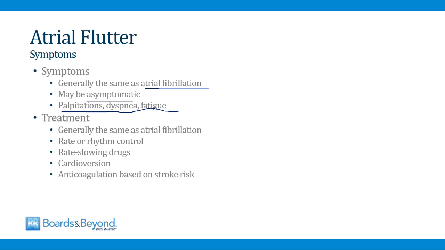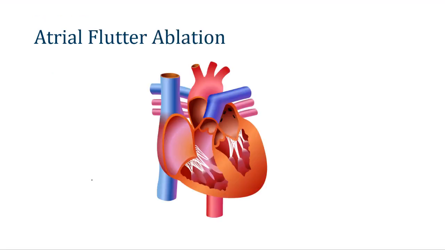The treatment is also generally the same as the treatment for atrial fibrillation. You can adopt a rate or rhythm control strategy. The same rate-slowing drugs used for atrial fibrillation work for atrial flutter. The same methods of cardioversion used for atrial fibrillation work for atrial flutter. And you administer anticoagulation based on the CHA2DS2-VASc stroke risk in patients with atrial flutter, the same way you do for atrial fibrillation. Just like there is an electrical surgical procedure for atrial fibrillation, there is also a surgical procedure for atrial flutter. It's called atrial flutter ablation.